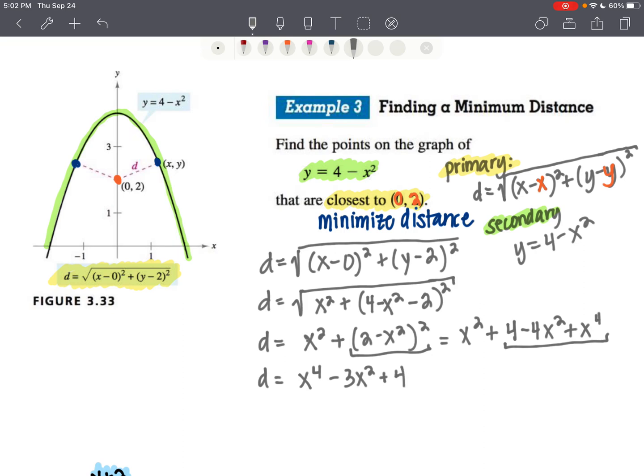Now we are ready to minimize, so we are going to find that derivative. So the derivative is equal to 4x cubed minus 6x. I need to set that equal to 0 and solve for x. So let's do that. Let's set that equal to 0 and solve for x.